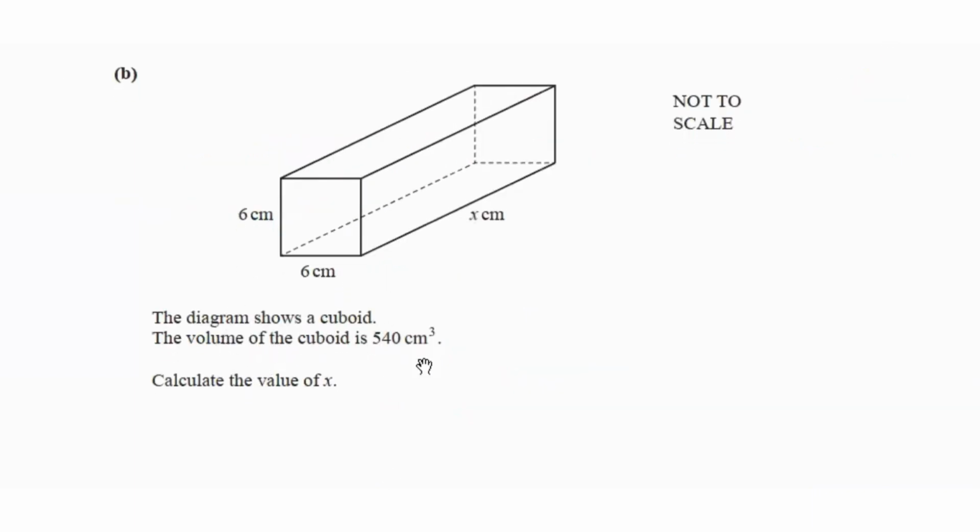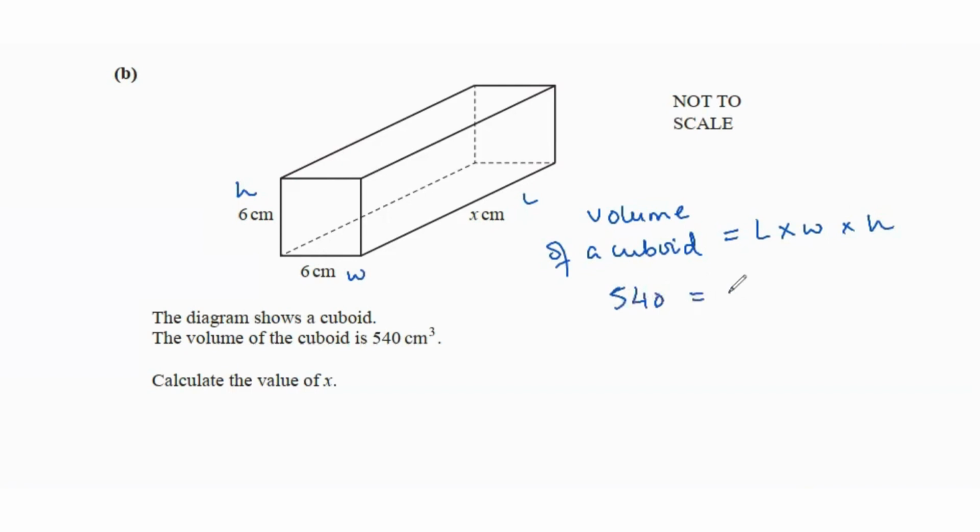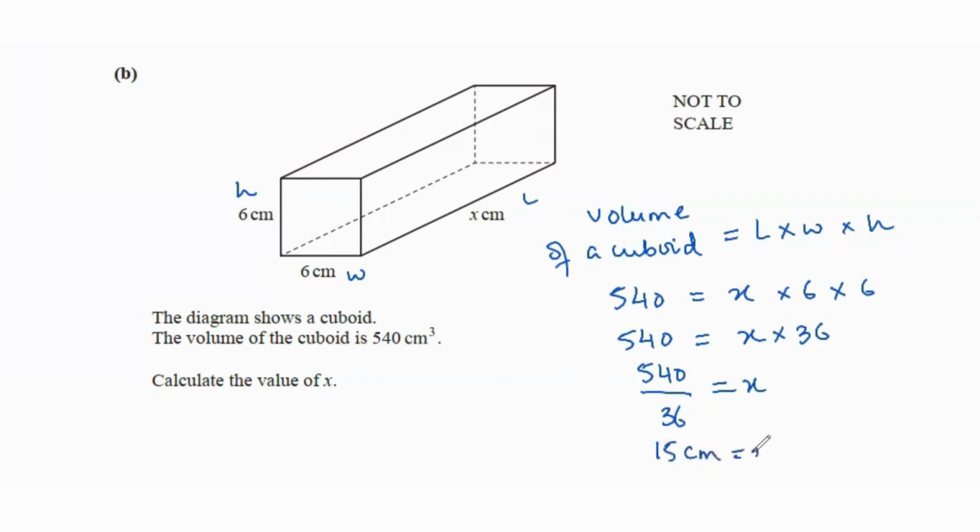Part B says the diagram shows the cuboid. The volume of the cuboid is 540 centimeter cube. Calculate the value of x. Volume of a cuboid has a formula of length times width times height. This is your length, this is your width, and this is your height. We're going to do 540 equals x times 6 times 6, which is 540 equals x times 36. Divide 540 by 36. And that is going to give you 15 centimeters for x.